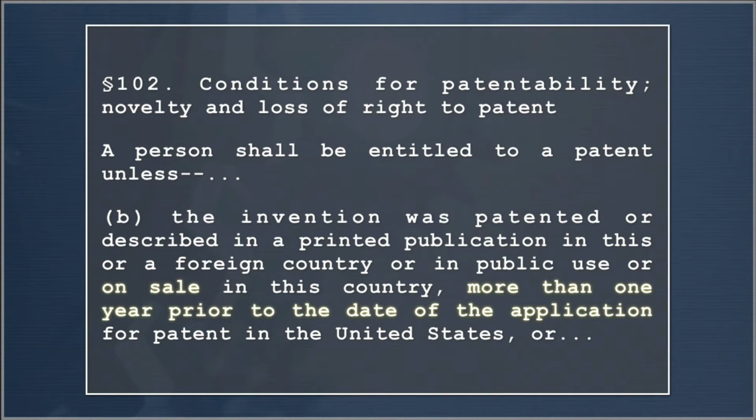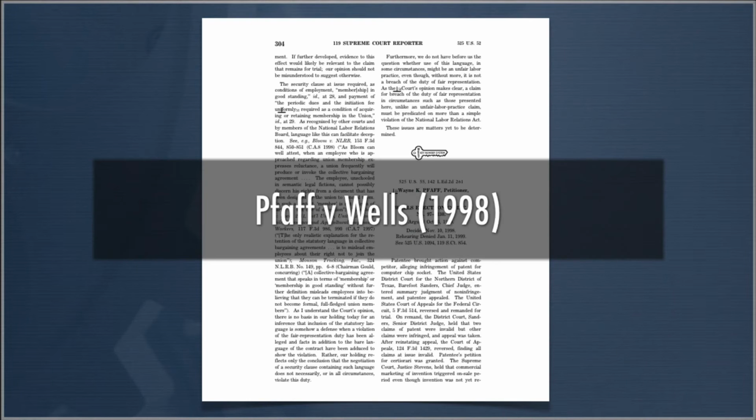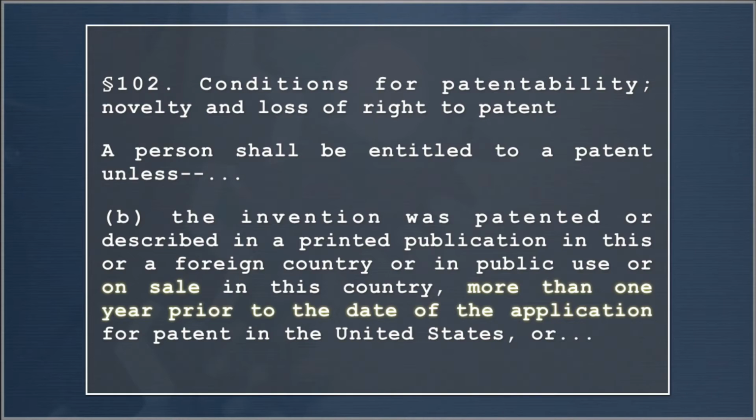Now let's talk about the bars themselves, right? So the on-sale bar is found in 102B, right? A person shall be entitled to a patent unless the invention was on sale in this country more than 1 year prior to the date of the application for the patent, right? So that's the basic standard. If it's on sale more than 1 year prior to the date of invention, then the bar is met, right? The issue here, and it's what's shown in Pfaff, right, is what do we mean by the invention is on sale, right?